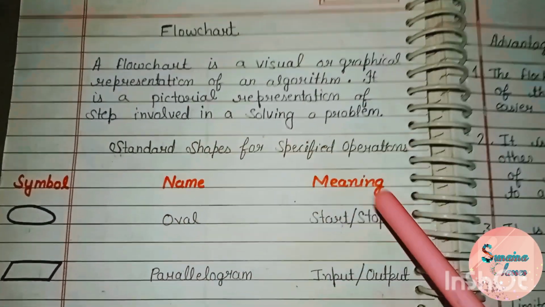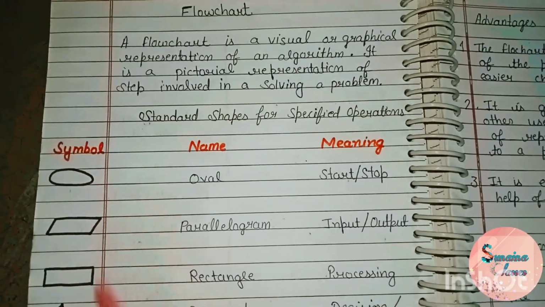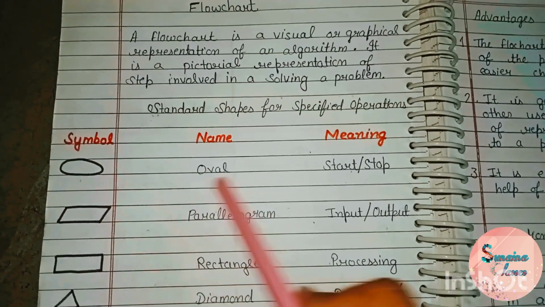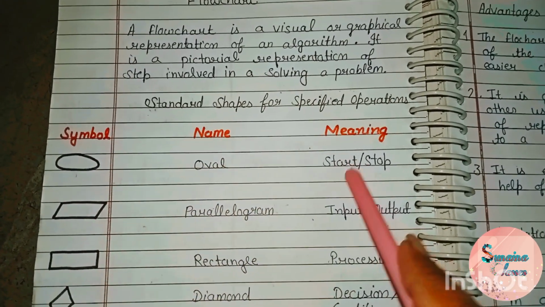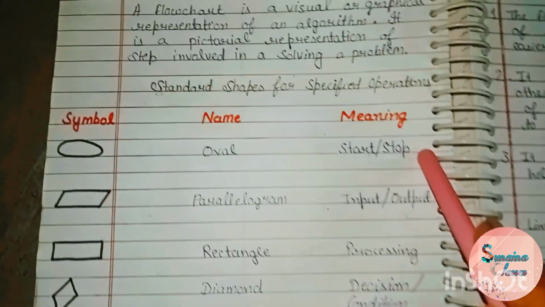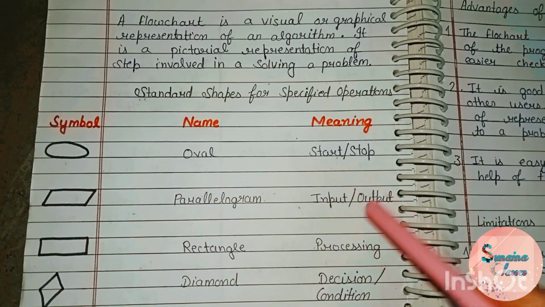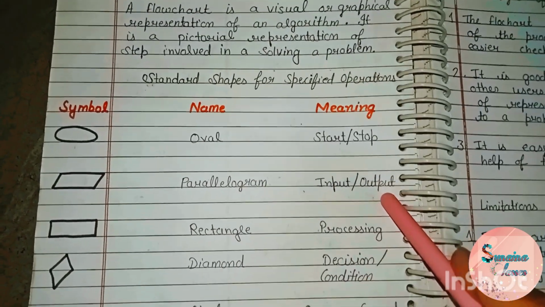Standard shapes for specific operations are: first we see symbols and names, then meanings. First, this is the oval shape, which is used as the start and stop point in a flowchart. Next is the parallelogram, which is used to give input and output in a flowchart.